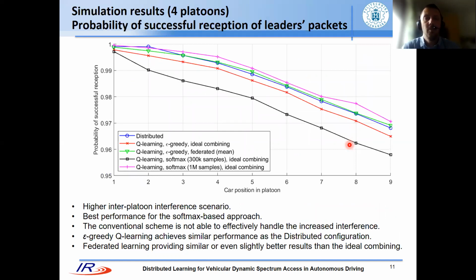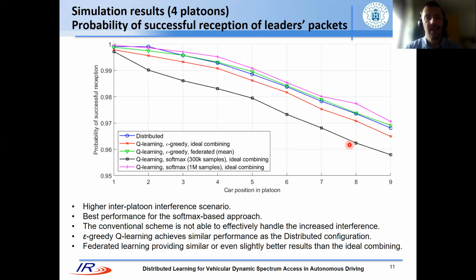In a scenario with the 4 platoons, taking a look at the probability of success of the reception of leaders' packets, so this is the higher interplatoon interference scenario, we can see that the distributed approach is no longer the best performer, just because it fails to cope effectively with the interplatoon interference. So we have better results here with the softmax approach because of the lower probability of exploration, but also the federated learning epsilon greedy approach performs similarly to the distributed approach, right?